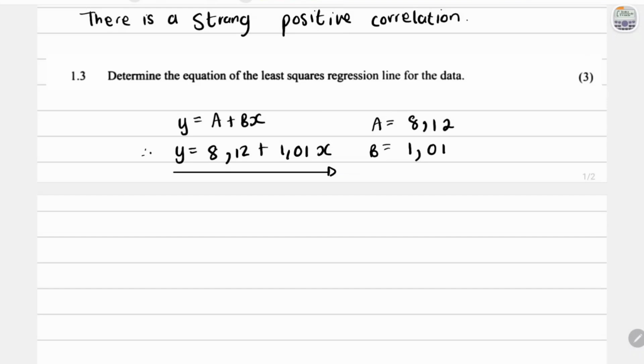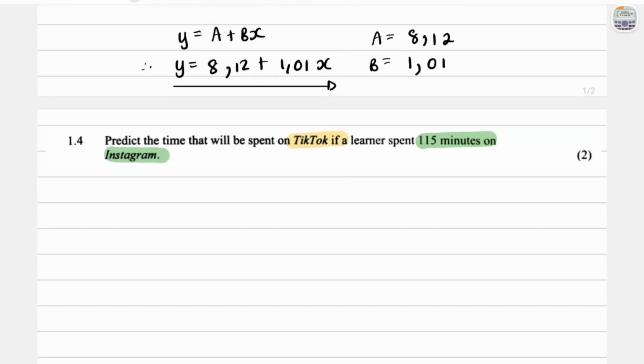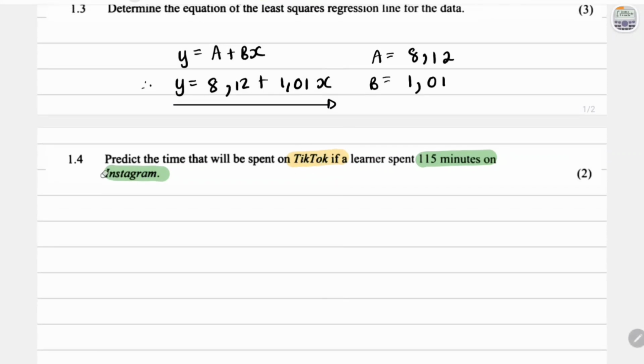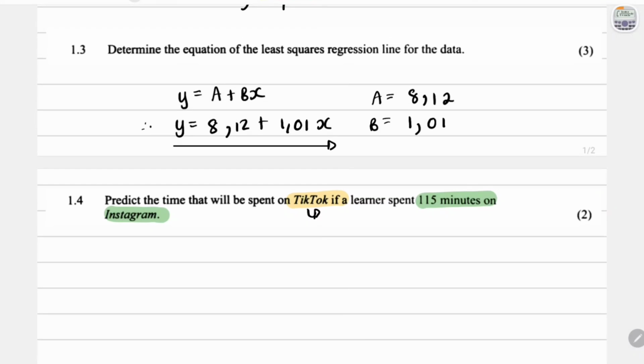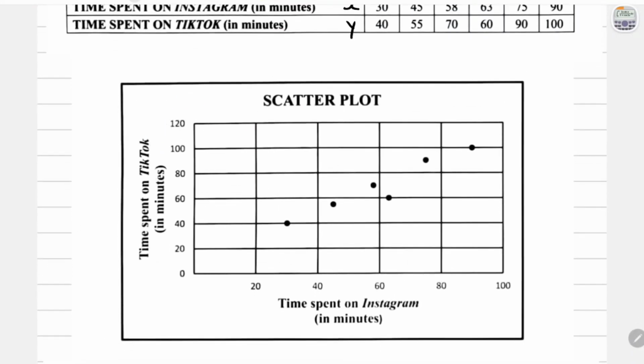Okay, now moving on to the next question. The next question says, predict the time that will be spent on TikTok if a learner spent 115 minutes on Instagram. So we already have the equation of the least squares regression line, and we can use that to make predictions. All you have to do here is see which values exactly these belong to. So the TikTok, were these the X or the Y value, so that we know what we're looking for? Remember that TikTok was on the y-axis, so those are the y values.